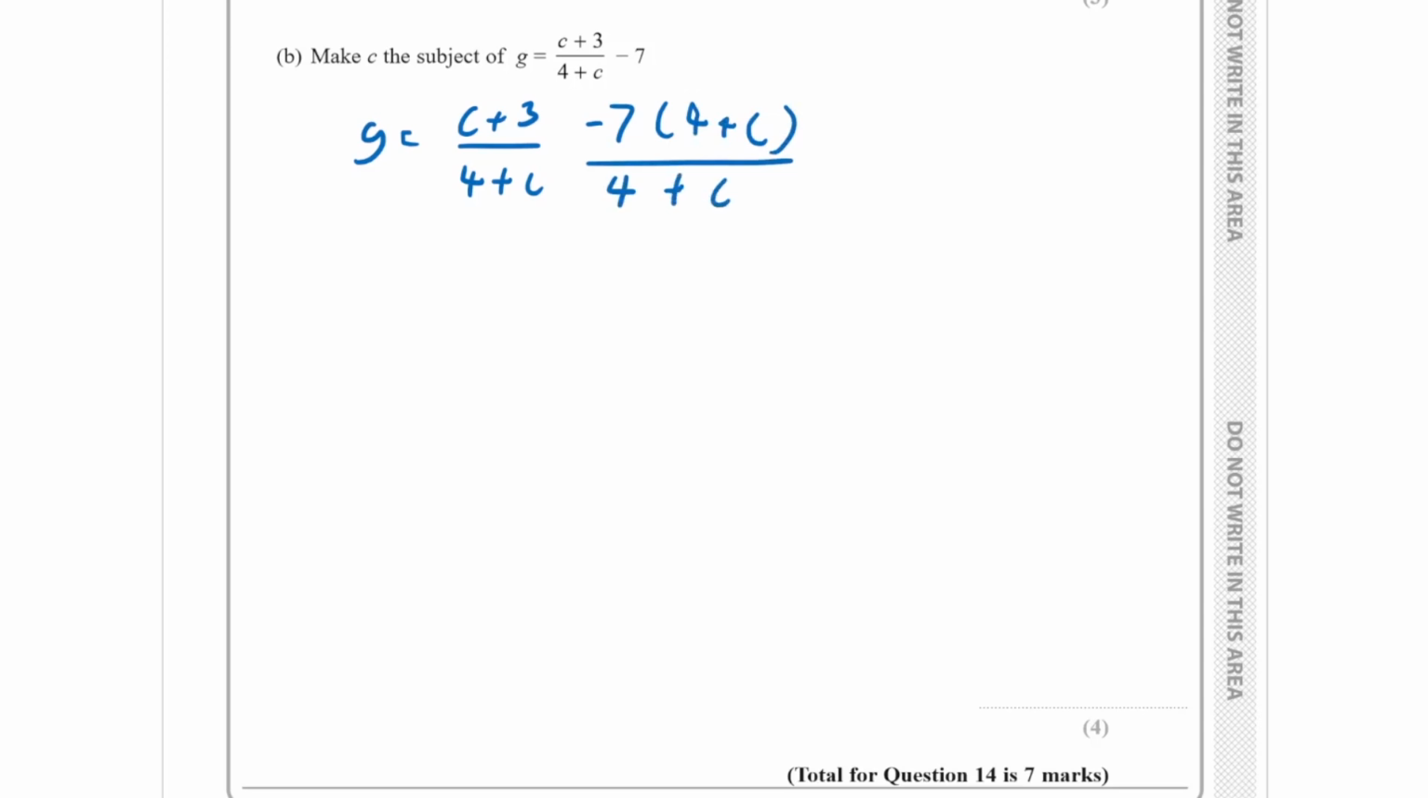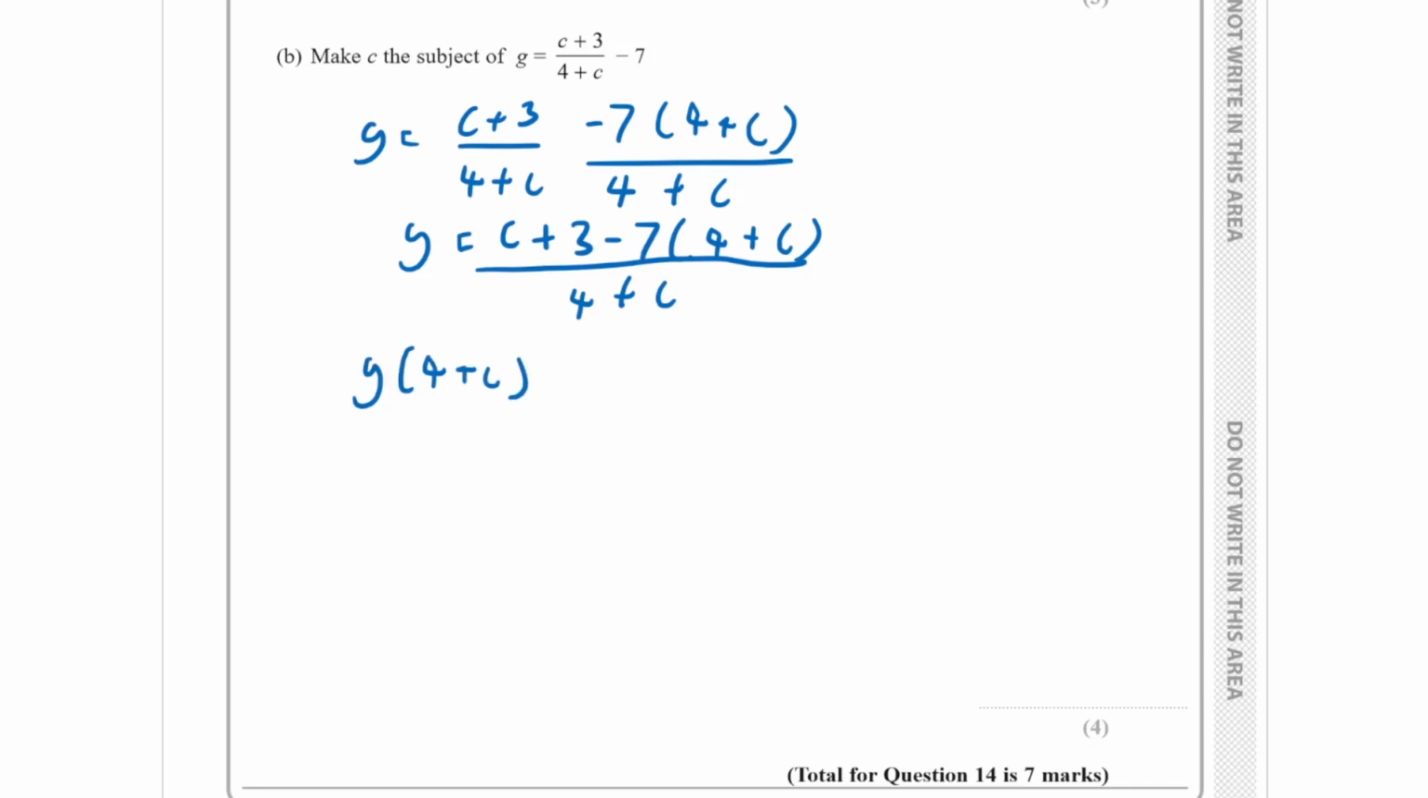Since this simply cancels out and we just get negative 7, we can rewrite this now as G is equal to (C plus 3 minus 7(4 plus C)) all over (4 plus C). We can then multiply (4 plus C) to both sides. So we get G times (4 plus C) is equal to C plus 3 minus 7(4 plus C).